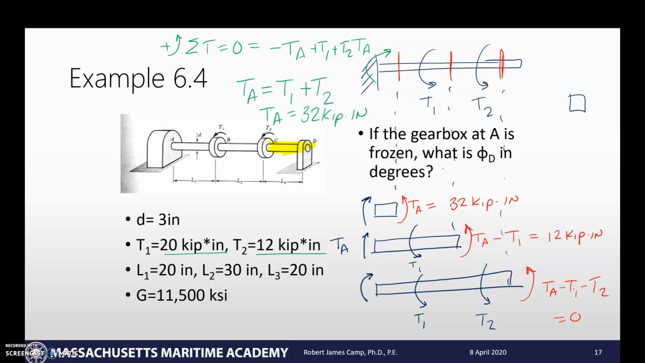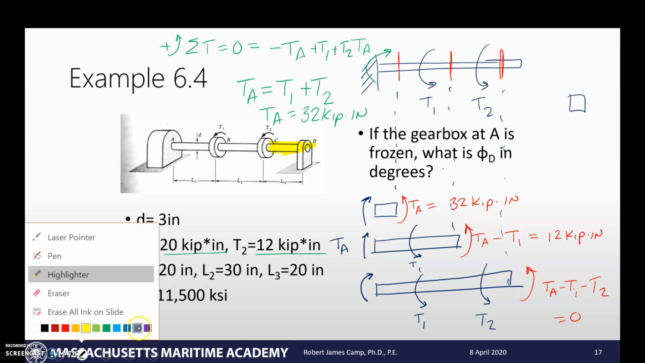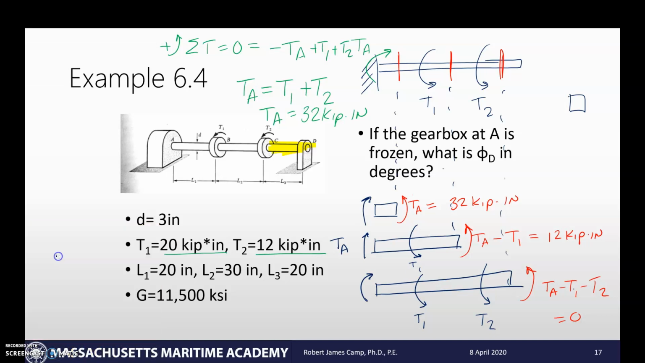So what does that tell me? There is no angle of twist between C to D. There is no stress in C to D because we have to have an internal torque to have a stress and have a dimensional change. So now we've got all of our torques figured out. Let's actually go and calculate out what the angle of twist is.